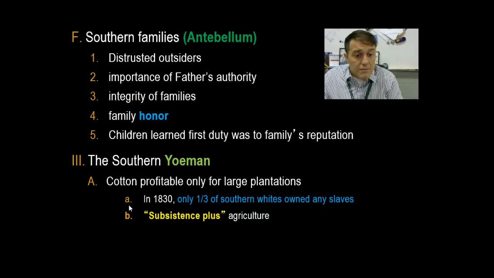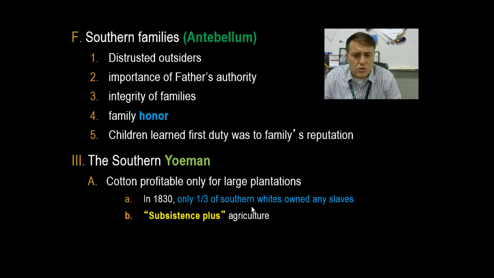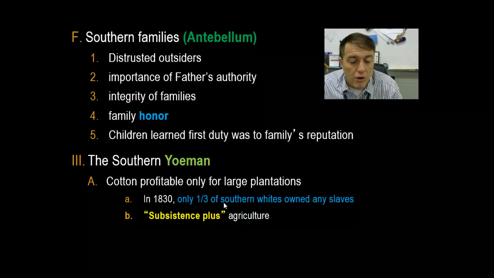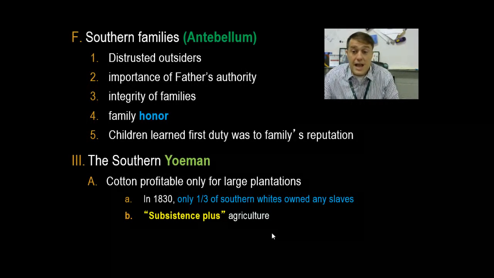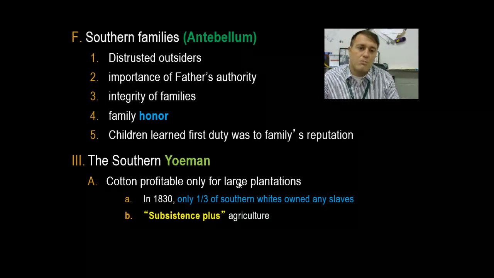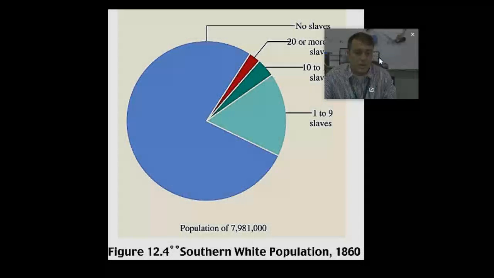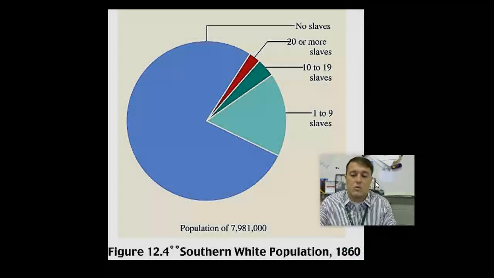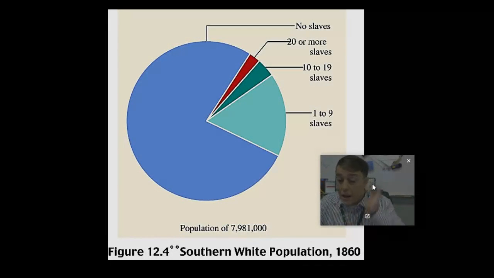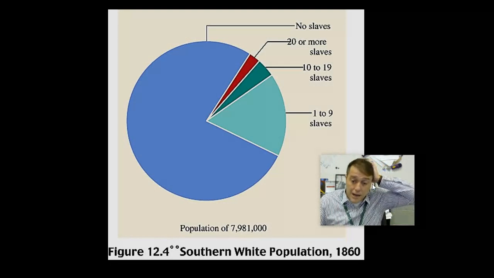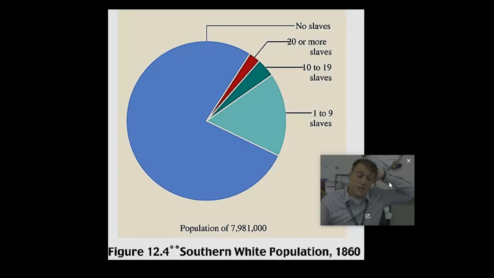So in 1830, only 1/3 of Southern whites owned any slaves. This was subsistence plus agriculture, so they would just make what they could to live and then sell a little bit extra. However, despite only 1/3 of whites owning slaves, it's going to be hugely popular, because of this idea that we're going to talk about, which one of my professors at U of D Mercy, Roy Finkenbein, who I'm currently working with, calls the Southern American Dream.